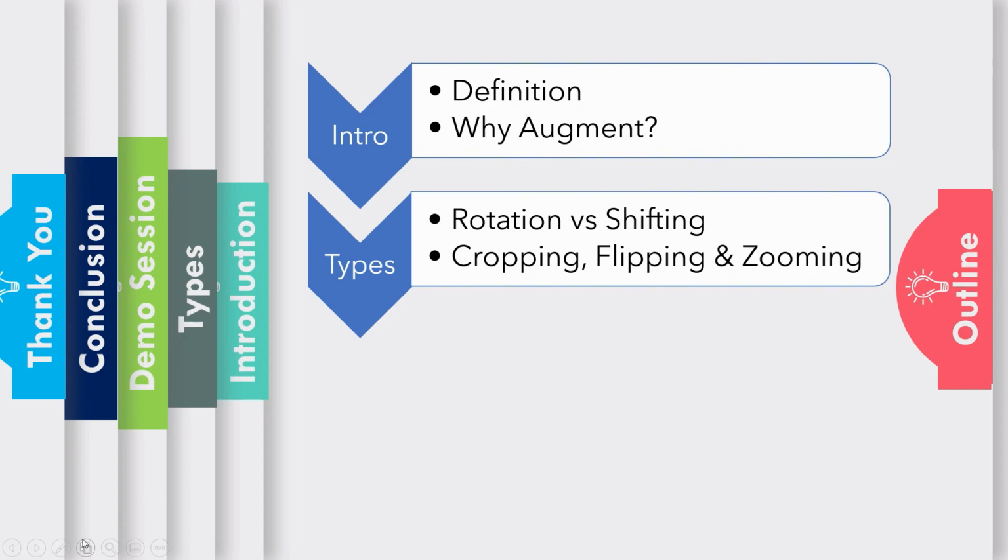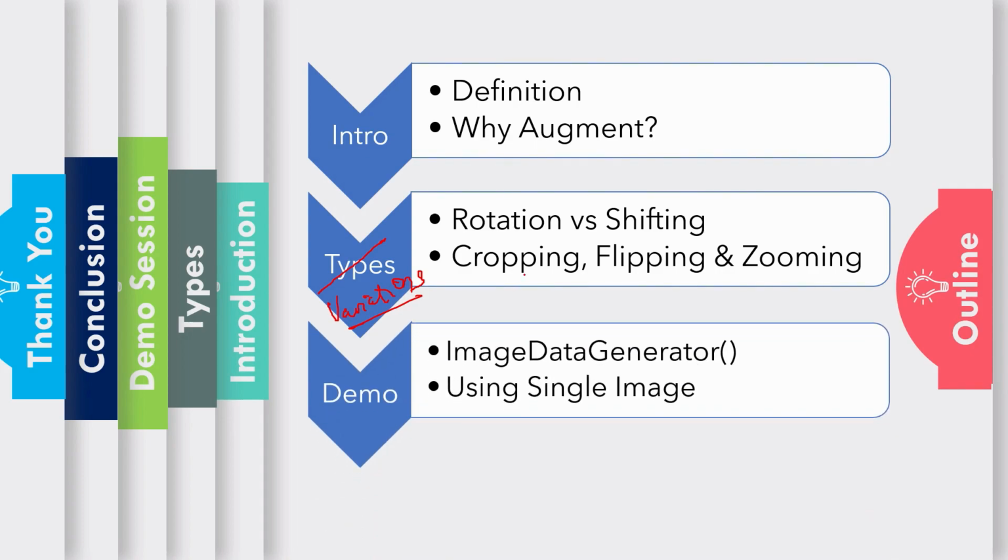And because of that, I deem it fit to change this from types to variations. Because when we talk about types, we are talking about data augmentation on a single image, maybe multiple images, and even multi-classes. Hence, I'll change this to variations of data augmentation. Now, in these variations, we will see all this in detail. Followed by a demo in which we will look at first the official documentation on the TensorFlow website and take a demo session on the single image data augmentation.